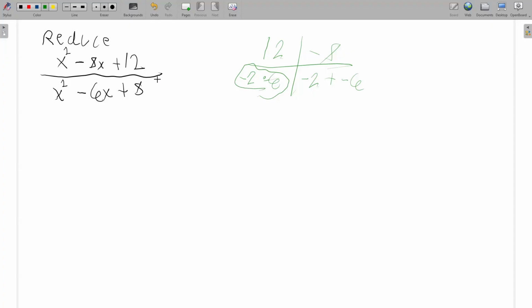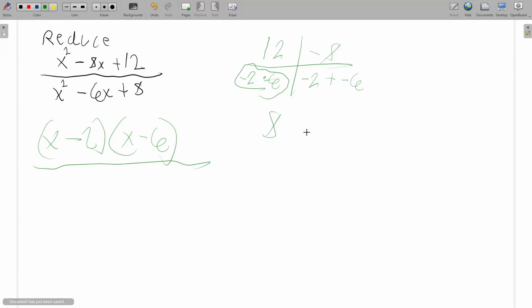That's our top one, right? We already had that factored. So we go, okay, our top is x minus 2, x minus 6. Okay, now we just need to do the bottom. Okay, so our two numbers are 8 and -6.